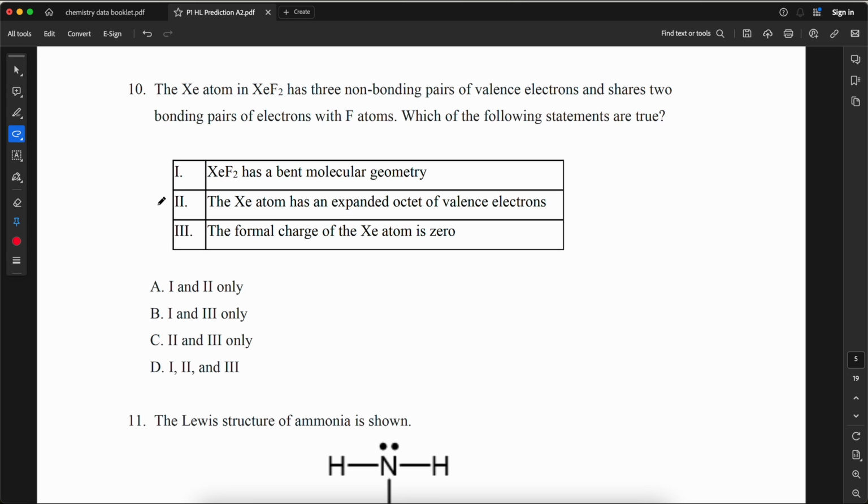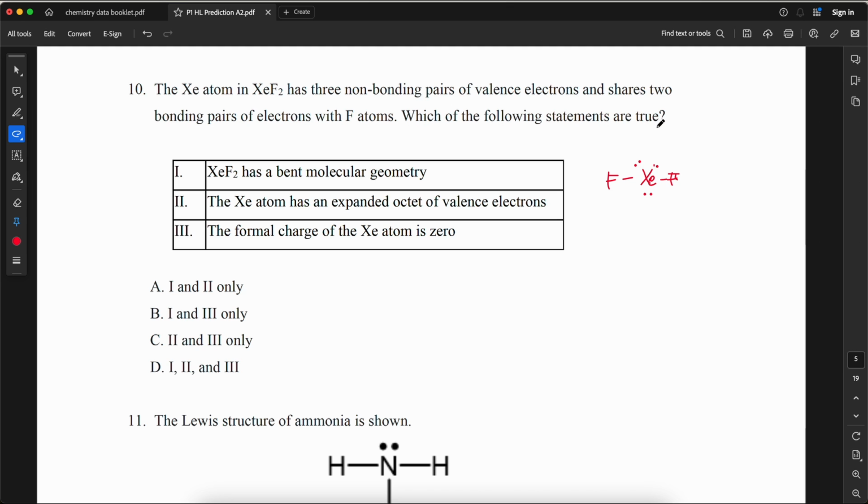The Xe atom in XeF2 has 3 non-bonding pairs. So this would be like this. Okay. Of valence electron and shares 2 bonding pairs of electrons with F atoms.